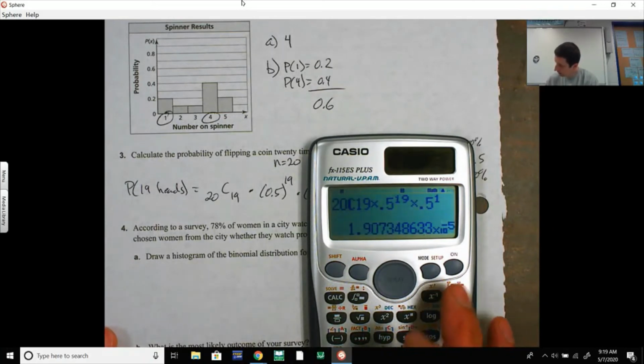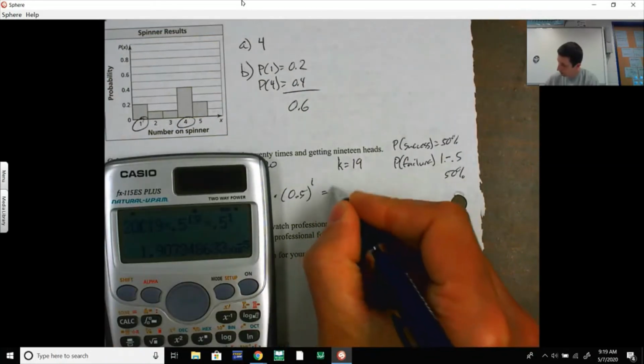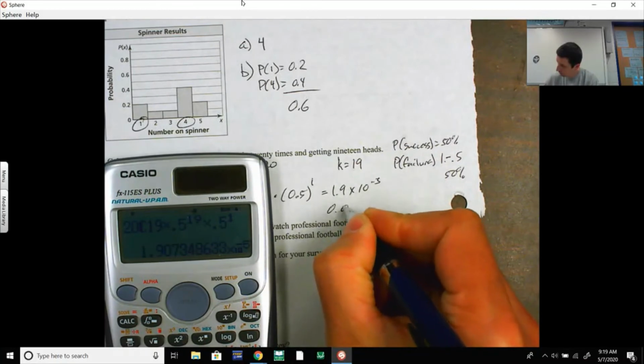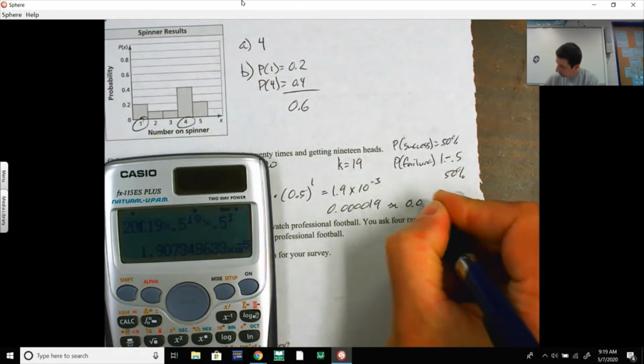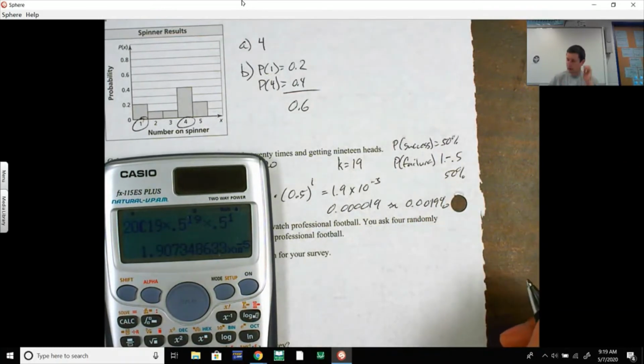Okay, this is 1.9 times 10 to the negative 5th. So 1.9 times 10 to the negative 5th, that'd be 0.0000019, or 0.0019%. Not very good.